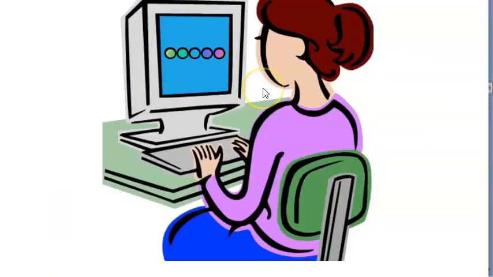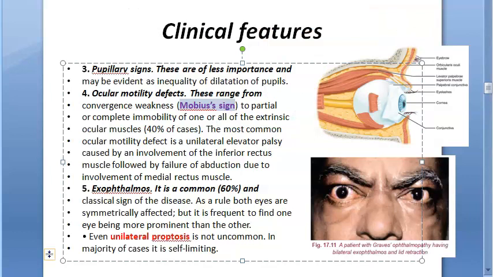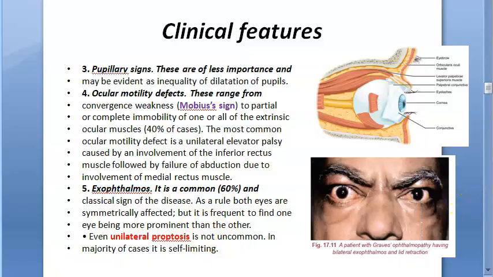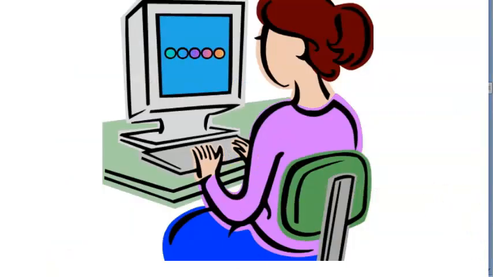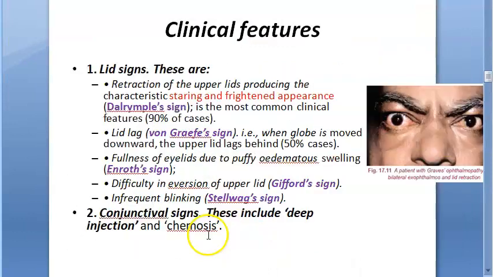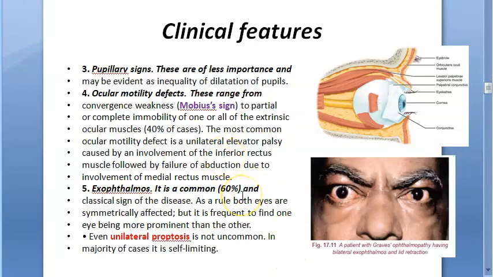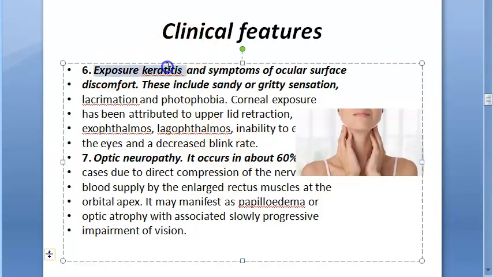What are we looking at? We are looking at the clinical features of thyroid eye disease. Okay. Exophthalmos. They didn't give any sign name for this. Okay. So, can you tell the names of all the signs? Dalrymple, Von Graefe, Enroth, Gifford. Okay. All these signs are there. Okay. Let's move on. Still some more signs are there.